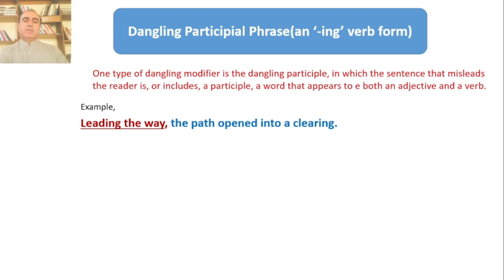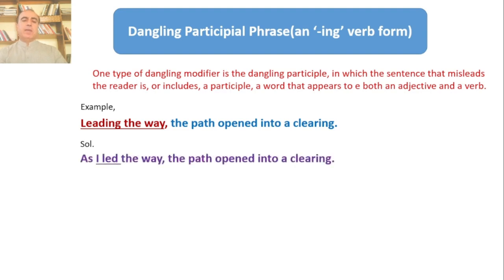Leading the way, the path opened into a clearing. Now, "leading the way" is a participle phrase. The path opened into... who was leading the way? We do not know. Leading is modifying something. It might be modifying a noun, the one who was leading, that is missing. So you can make changes like this: as I led the way, the path opened into a clearing.